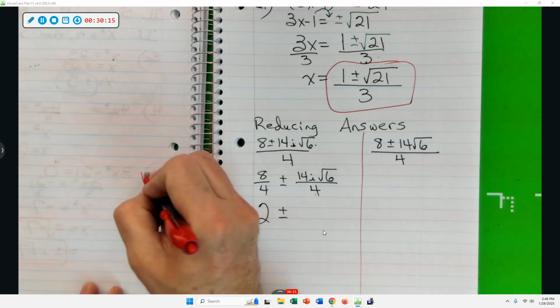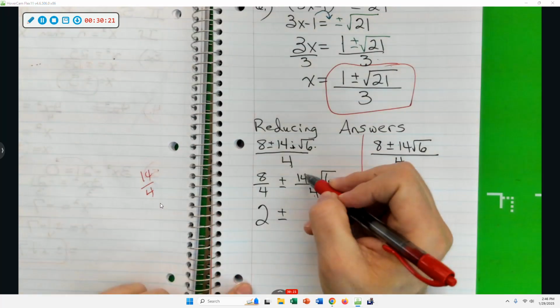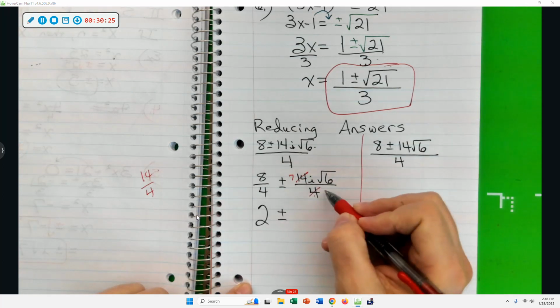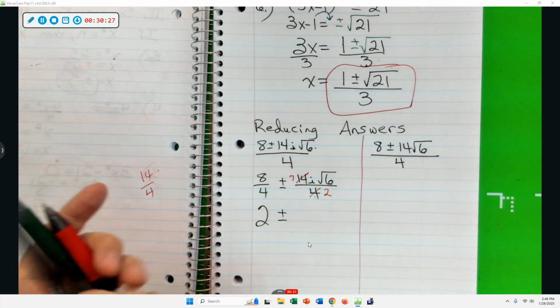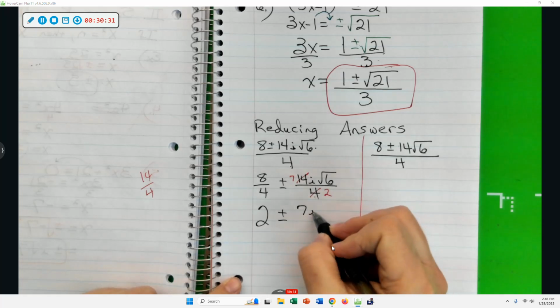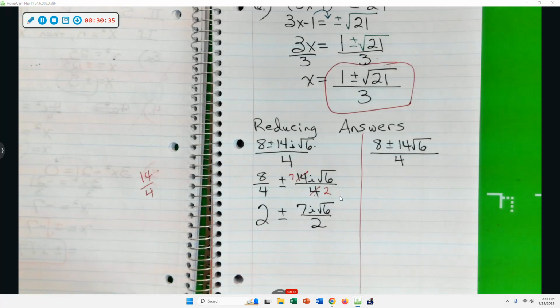You have the fraction 14 fourths. What can you cancel above and below? A 2. 14 divided by 2 is 7. 4 divided by 2 is 2. So here's the answer that you would have to enter: 7, don't forget the I, square root of 6, all over 2.